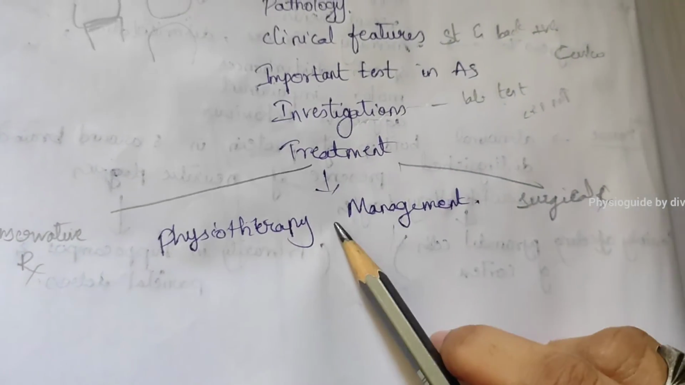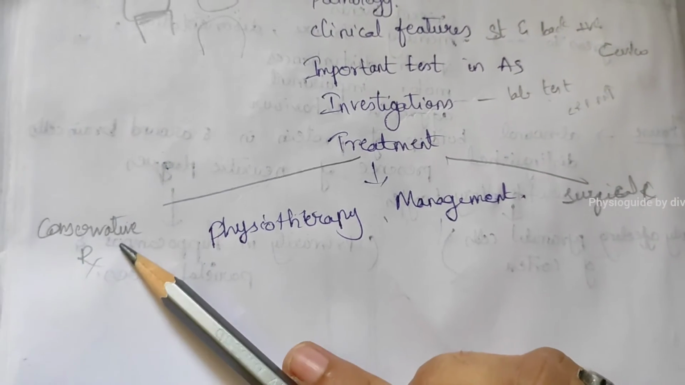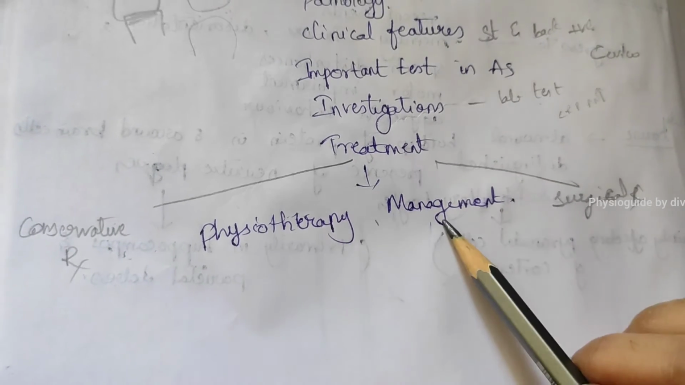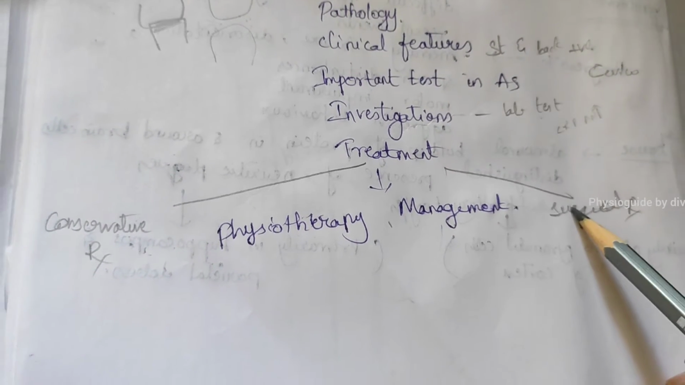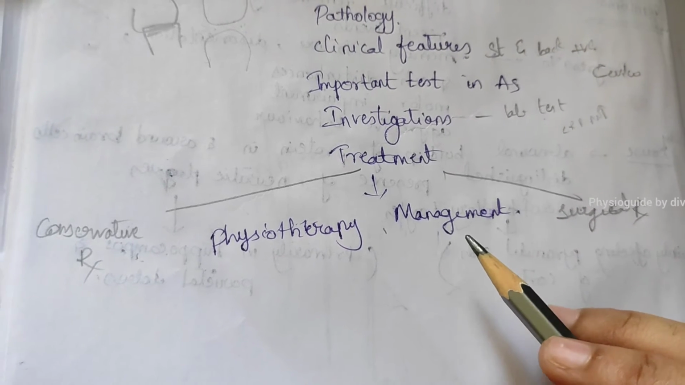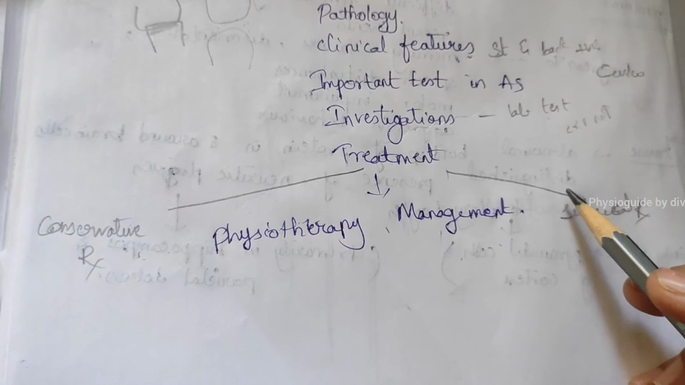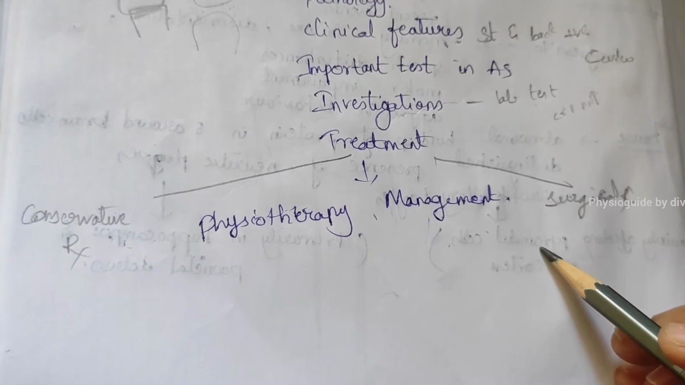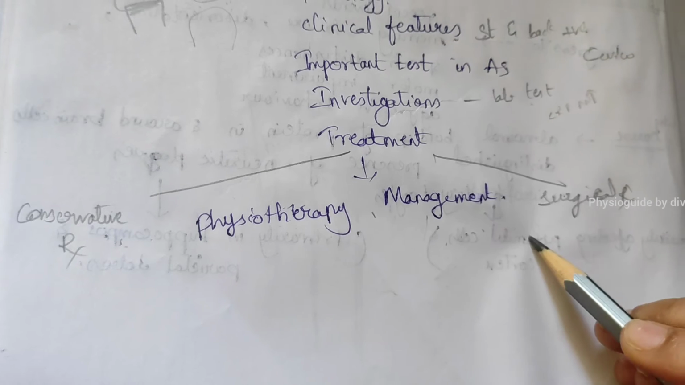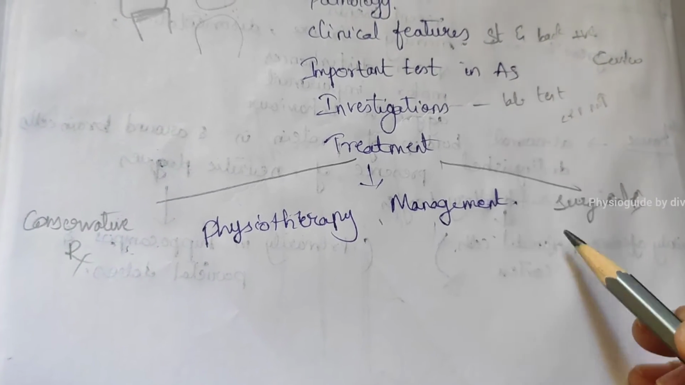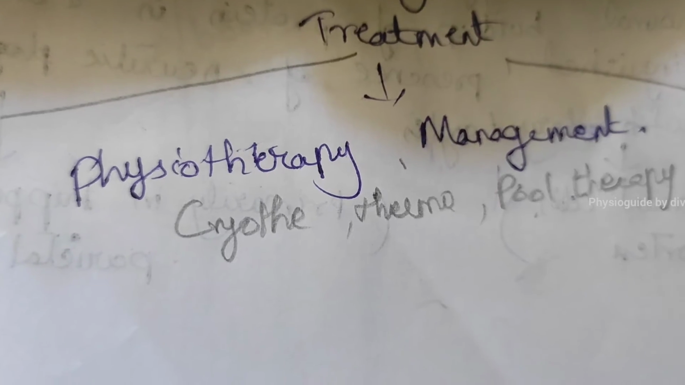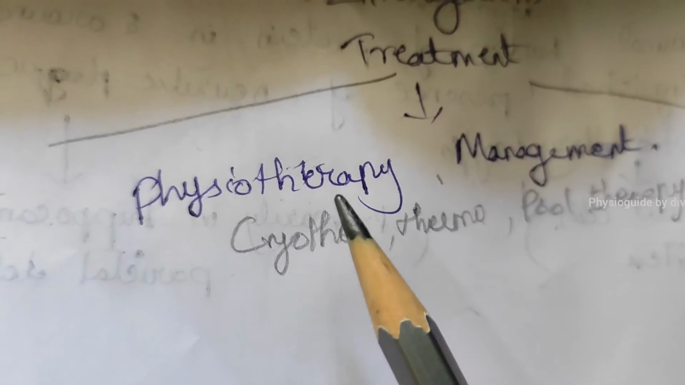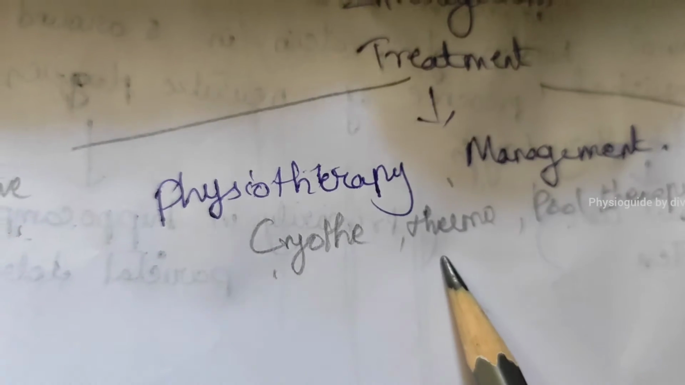Now, treatment. Firstly, conservative management, physiotherapy management, and surgical treatment. Conservative means rest, NSAIDs, indomethacin, and physiotherapy, meaning back exercises, etc. Radiotherapy also helps. Surgical treatment consists of spinal osteotomy to correct spinal deformities, and total hip replacement and knee replacement for hip and knee ankylosis.